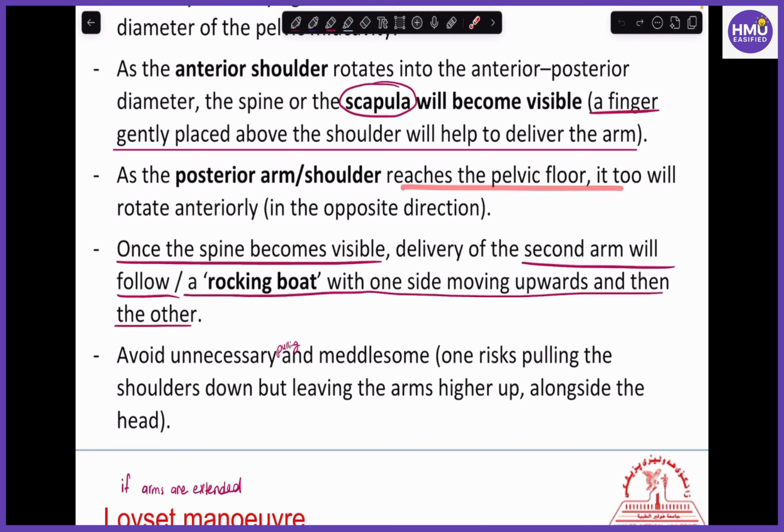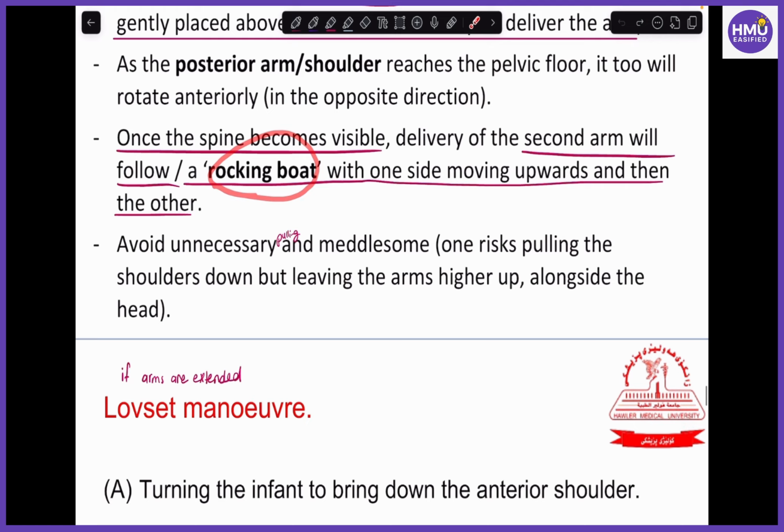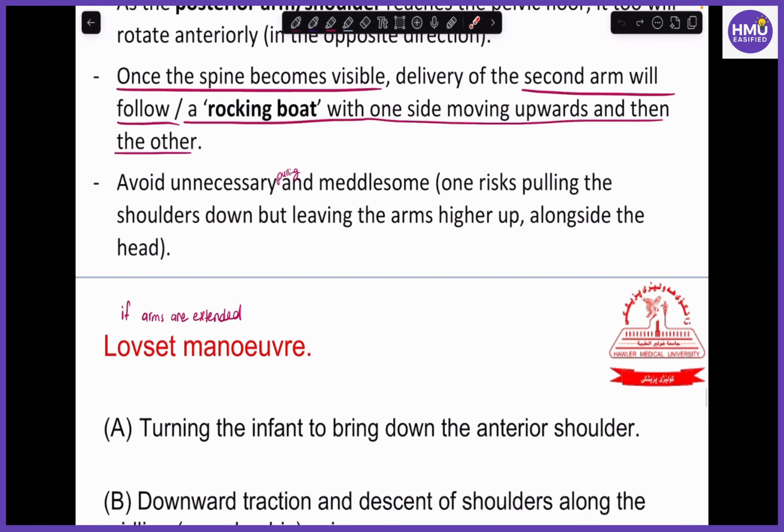Reach the pelvic floor and rotate anteriorly in the opposite direction. So once the spine becomes visible, delivery of the second arm will follow. A rocking boat with one side moving upward, so that it will assist the delivery of the arm. We will avoid unnecessary pulling.